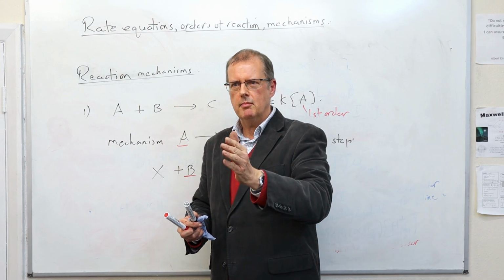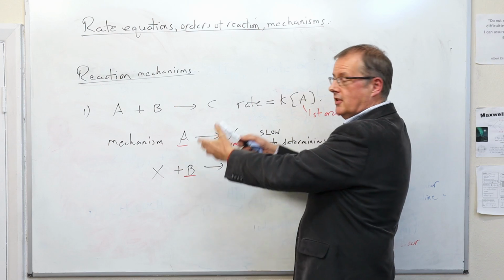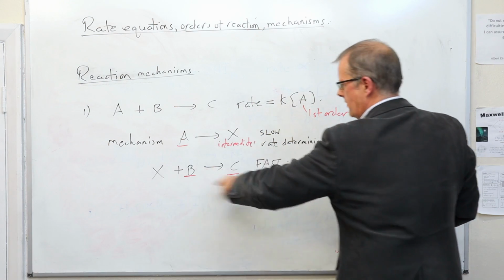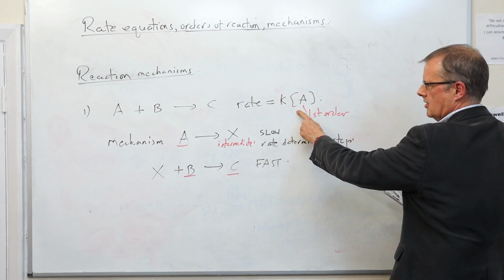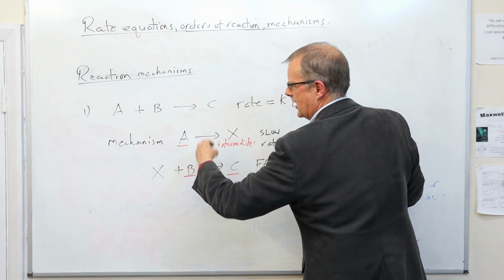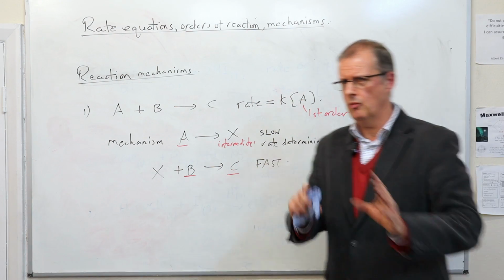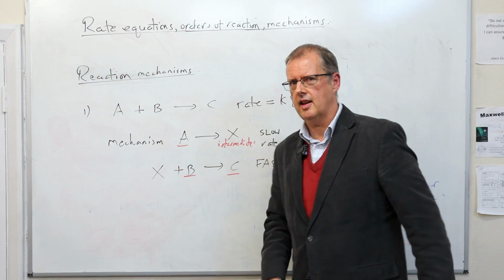And the mechanism must be consistent. It has to fit in with the rate equation. This invention here has to agree with that. So the slow step involves A, and B is involved in a quick step, just bang straight through to the products. I want to show you a more developed example like that.